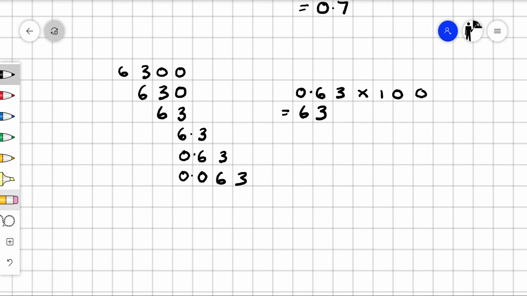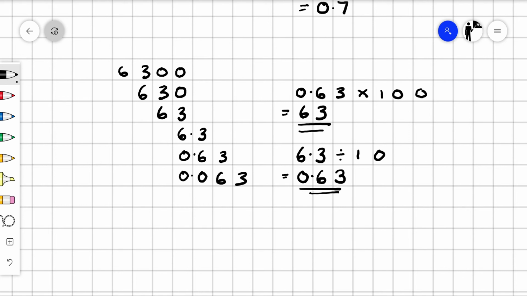What if we had 6.3 divided by 10? So try and visualise this in your head. 6.3 divided by 10. So we're starting at 6.3 and we need to move down 1. So that's going to be 0.63.